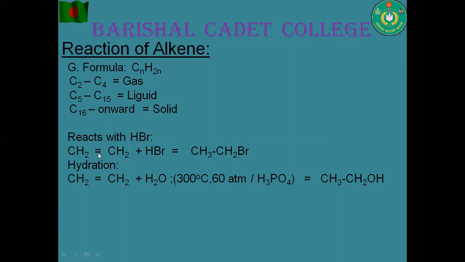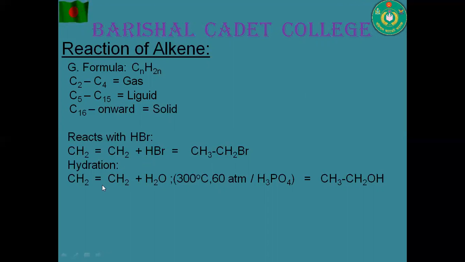Here, in case of double bonded compound, that means alkene, the hydrogen of the second reaction goes to the carbon atom which contain more hydrogen atom. The negative part of this reaction goes to the carbon atom which contain less hydrogen atom. This is the Markovnikov rule. This reaction follows Markovnikov rule, but in case of ethene, this Markovnikov rule is not needed here.